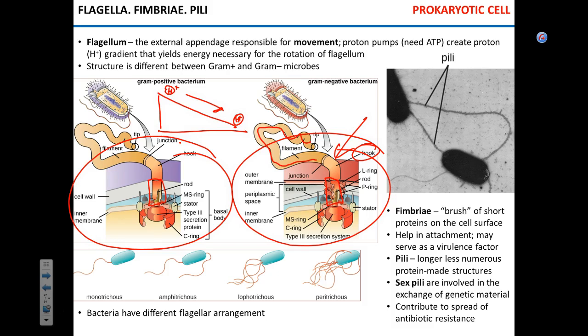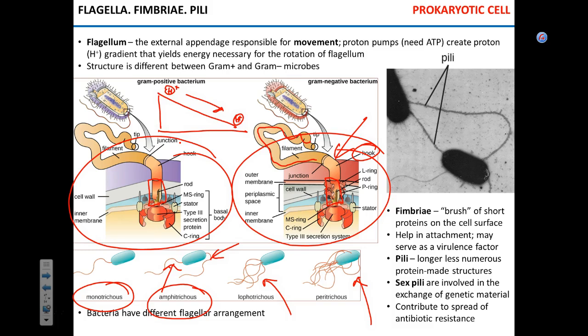Different bacteria have different arrangements of flagella. Monotrichous is when you have a cell with a single flagellum on one pole of the cell. Amphitrichous, flagella on opposite poles. Lophotrichous, a bunch of flagella at one pole. And peritrichous, flagella all over the cellular surface.